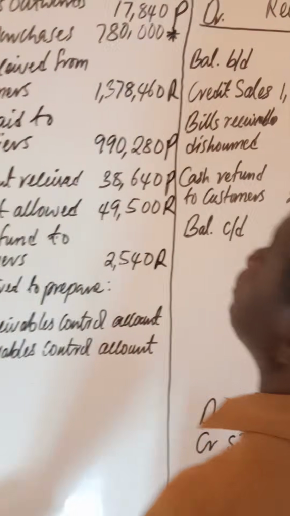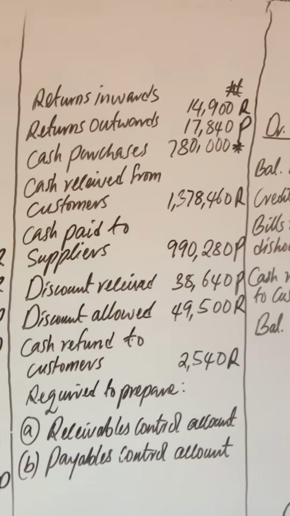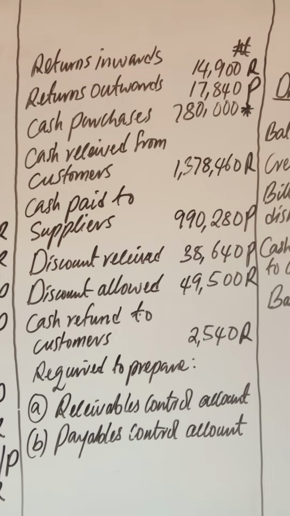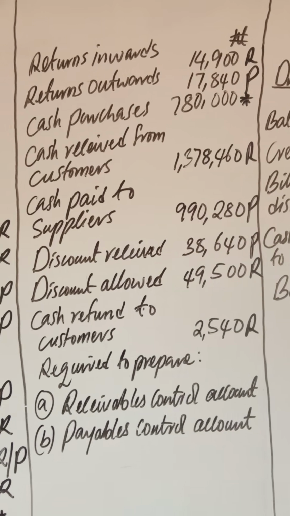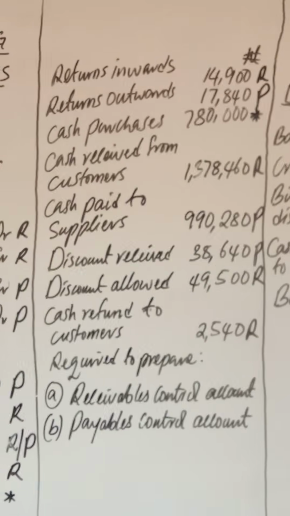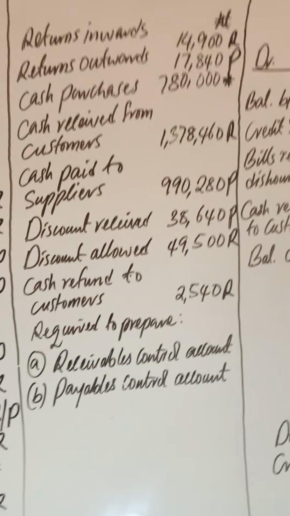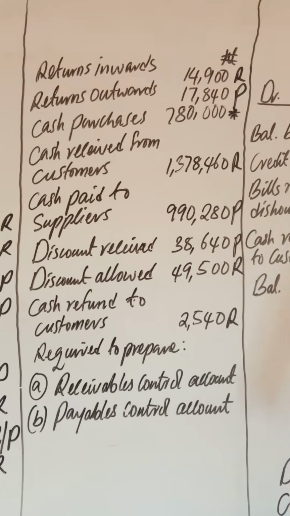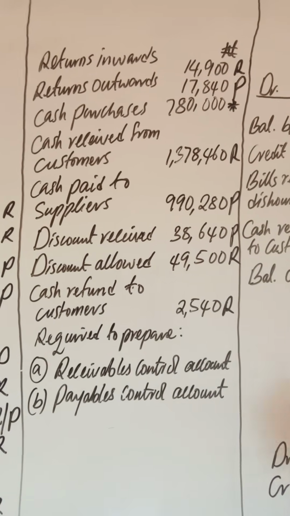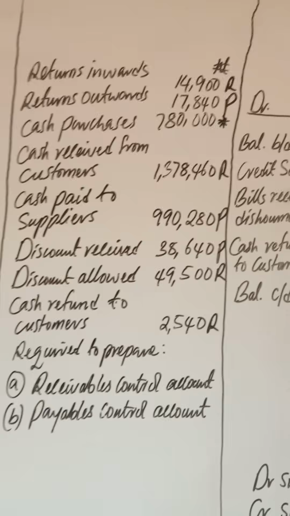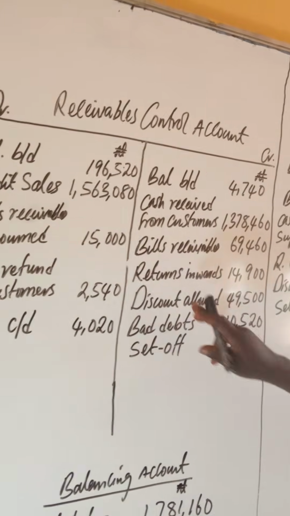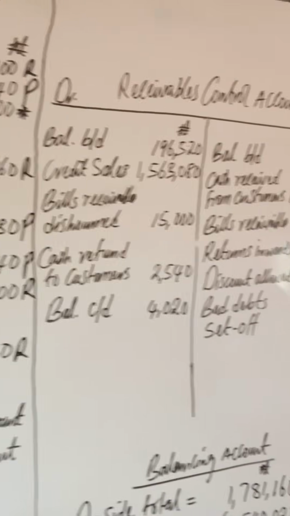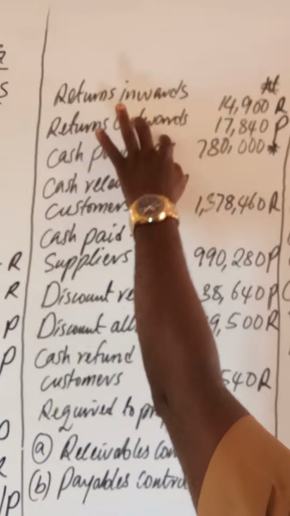Let's proceed quickly. We go to returns inward. Returns inward relates to receivables. Returns inward in accounting is debited. As you can see, all goods returned by customers to the business are debited. If they are debited, the corresponding entry will be credited in the receivable control account. As you can see, returns inward, look at it here, 14,900.